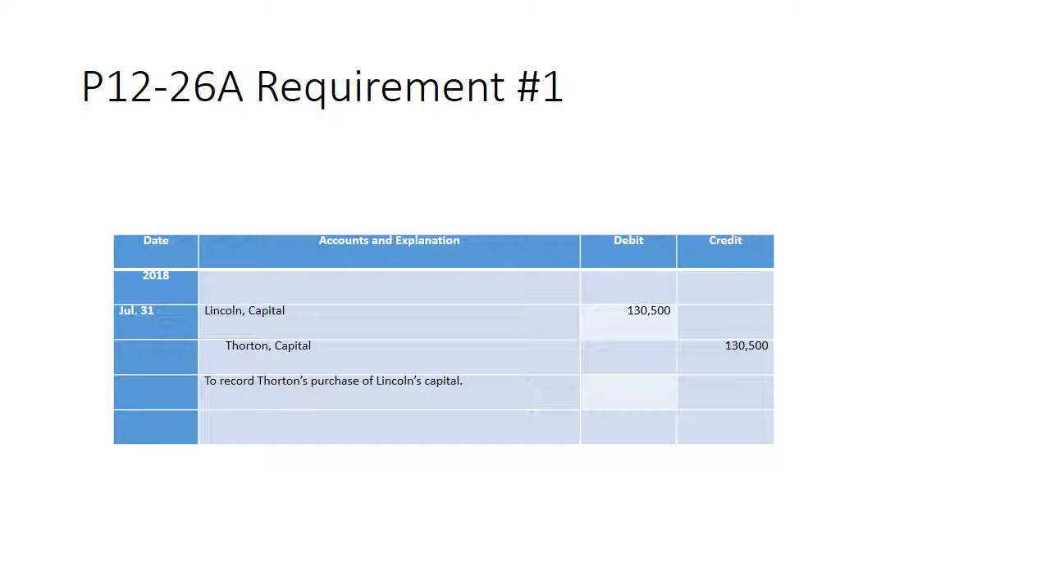So let's look at requirement 1. Thornton, the new partner, pays Lincoln, one of the partners, directly for his partnership interest. Okay, so Thornton hands Lincoln $174,000. He doesn't hand the partnership any money. So this is a private purchase. What does the company do? They remove Lincoln as an owner by debiting his capital account for its balance and give Thornton that balance by crediting Thornton capital $130,500. The partnership didn't receive any kind of assets here. So all they're doing is transferring the capital balance from the old partner to the new partner.